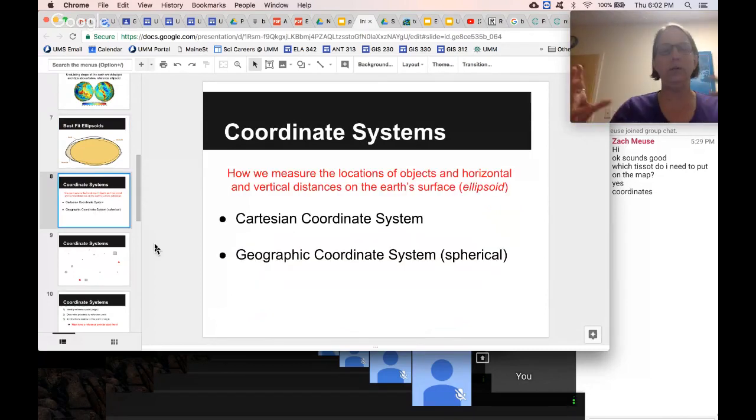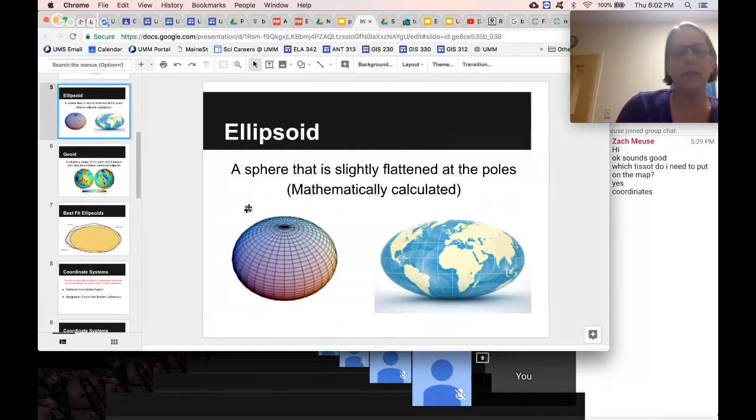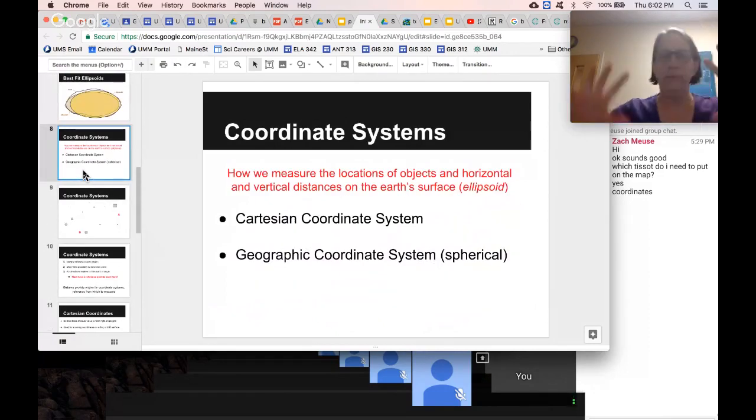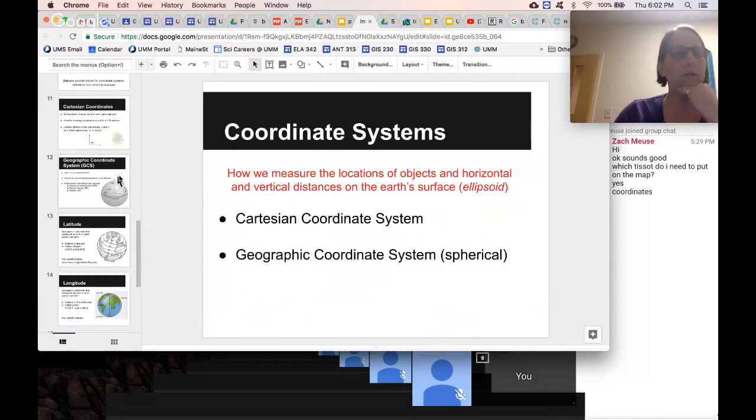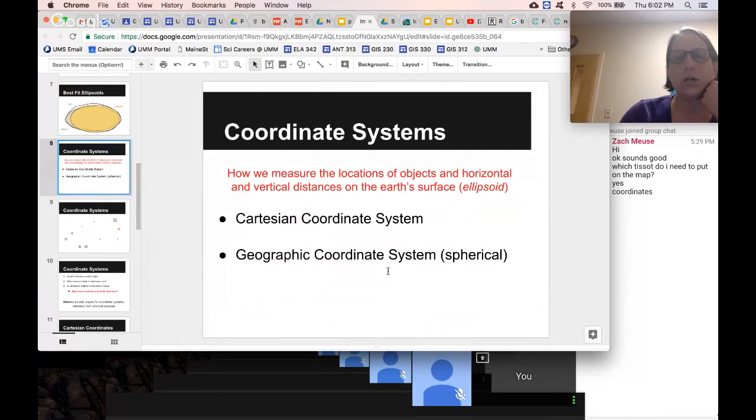So latitude and longitude is very similar to a piece of graph paper that is wrapped around our geoid. It's probably easier to think of it as wrapped around an ellipsoid like this, and just pretend like the Earth isn't bumpy for now. But we have to find a way to measure locations on that coordinate system.